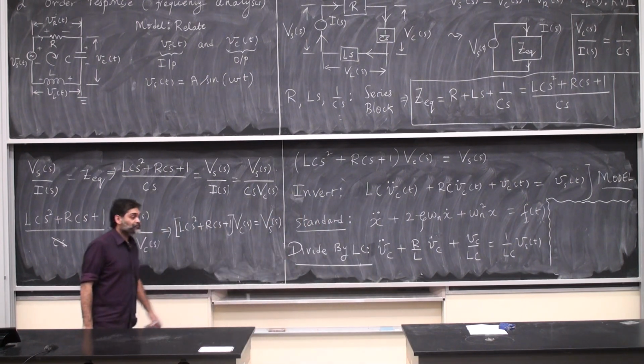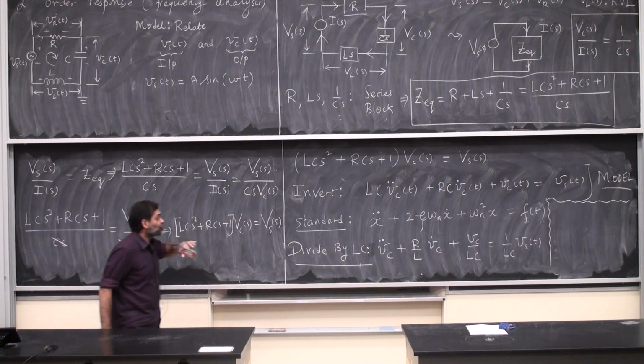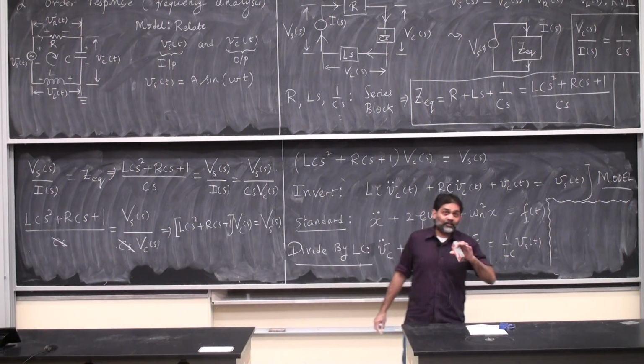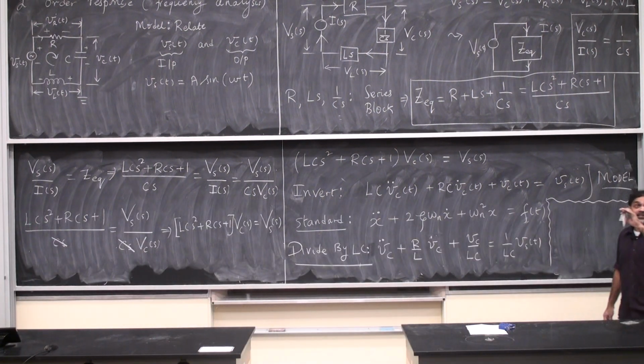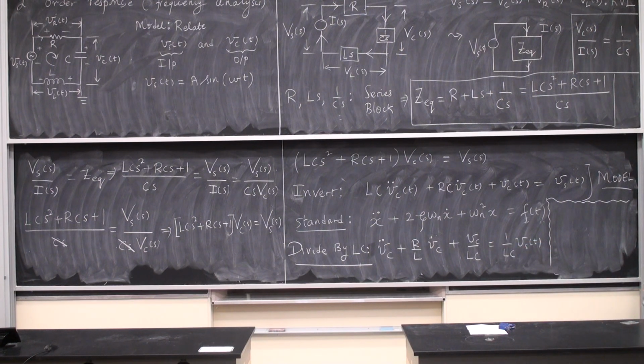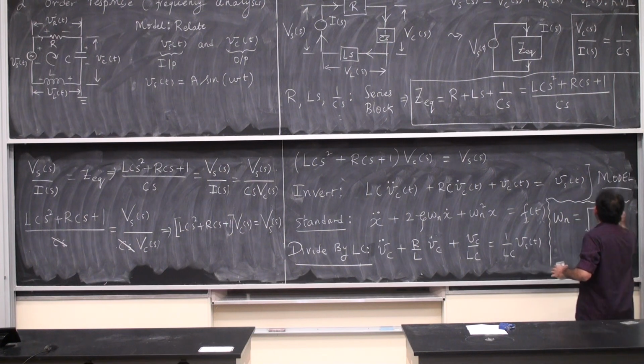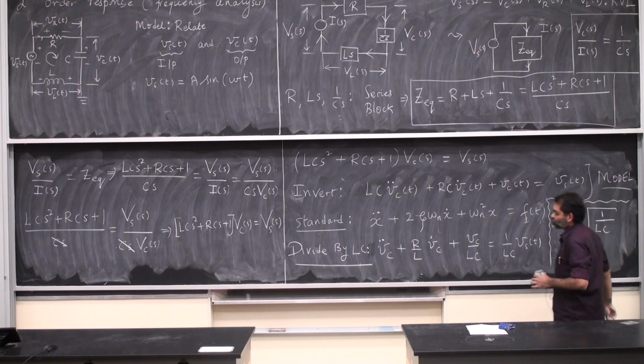And now we are talking. I have the standard form, I have my system model written in the standard form, some garbage on the right hand side, I don't care. I'm looking at the left hand side. If I look at the left hand side, then it automatically says that what is omega n square? Omega n square is 1 by LC. So omega n is square root of 1 by LC.